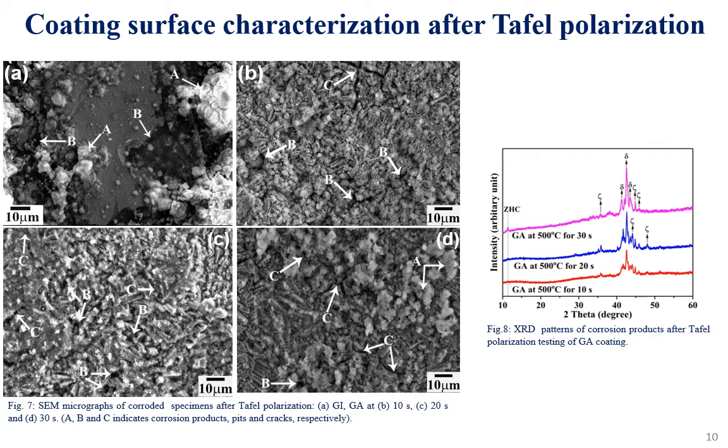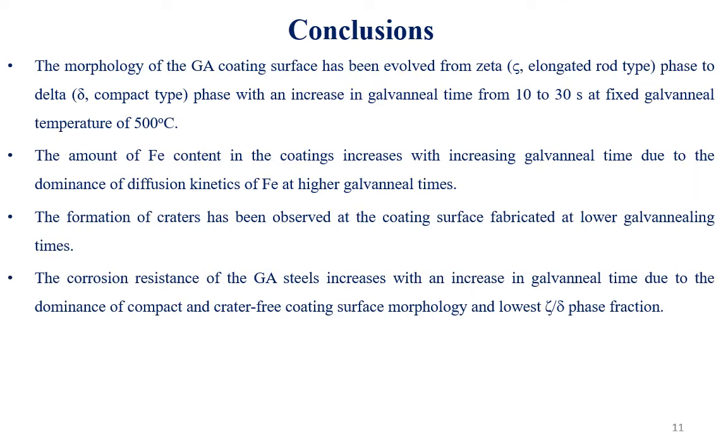So these are the XRD after Tafel polarization. I have observed that zinc hydroxychloride, ZHC, is commonly observed in all the coatings, and at the same time I have observed the zeta and delta phases in the coating also. But the intensity of the peaks is different. It means the variation of the phases is different. So these are the conclusions of my topic.